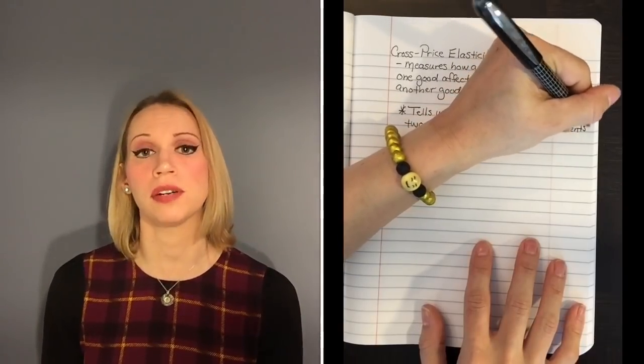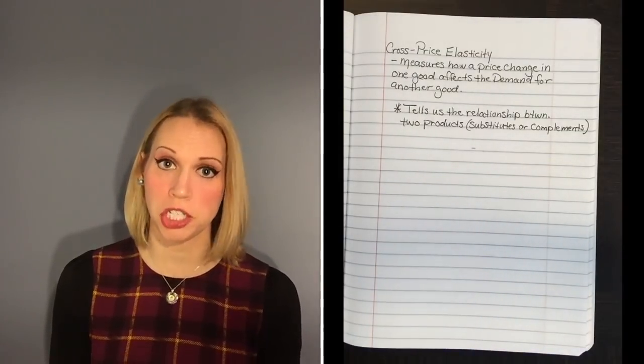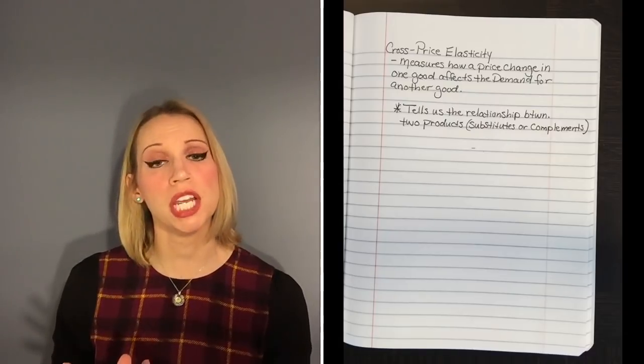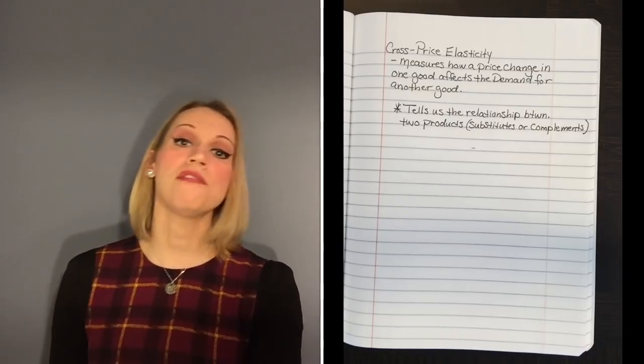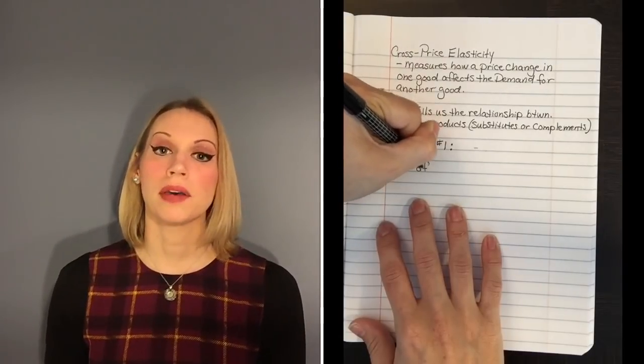Finally, our last type of elasticity is cross-price elasticity. With cross-price elasticity, we're really trying to figure out the relationship between two goods. We're really trying to figure out if these two goods are substitutes or complements for each other. So what we're trying to actually measure is how a price change in one item affects the demand for another item. Now suppose that we're talking about Coke and Pepsi.